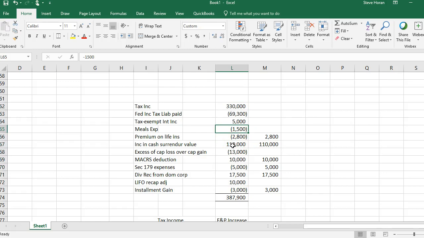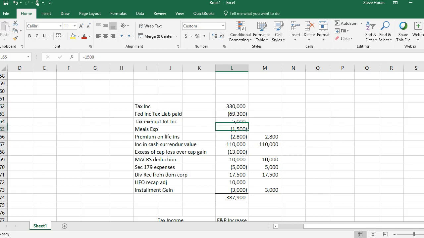Sparrow uses a LIFO method of inventory. Its LIFO recapture increased by 10,000. In addition, they sold property on an installment basis. It was sold for 40,000, had an adjusted basis of 32. In 18, they received a $15,000 payment on that, and then no other first-year additional depreciation was claimed. Compute their E&P. So this is their E&P calculation. I just want you to see this.